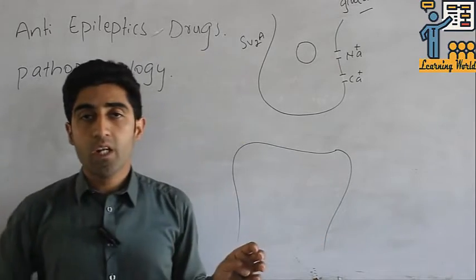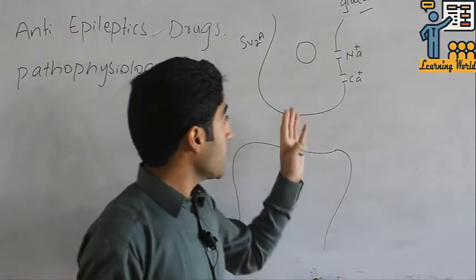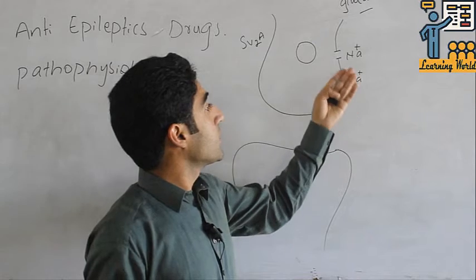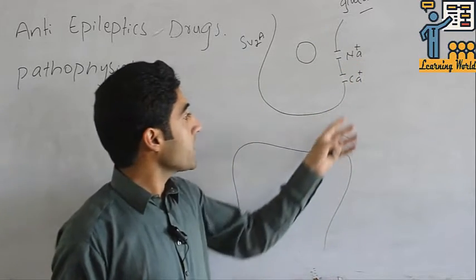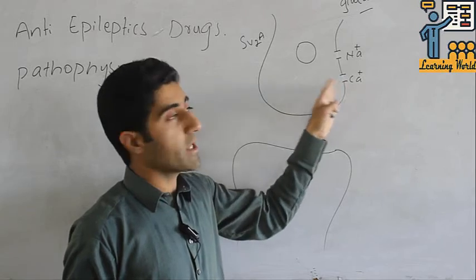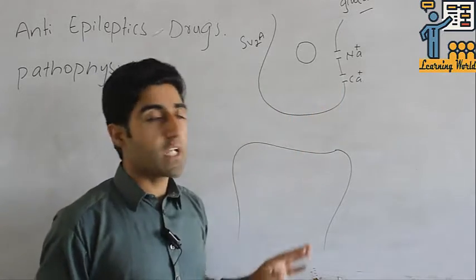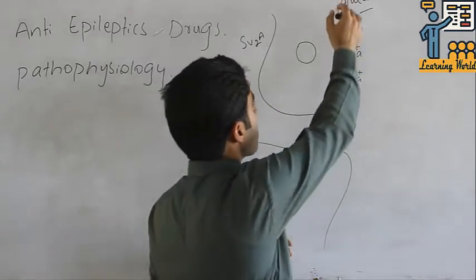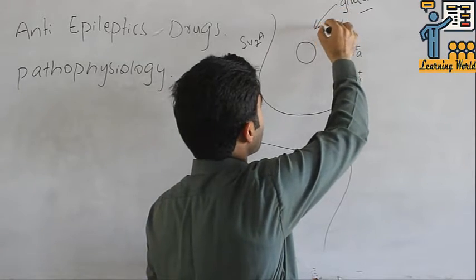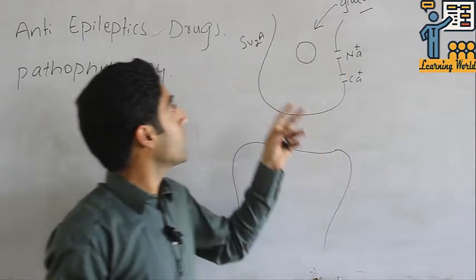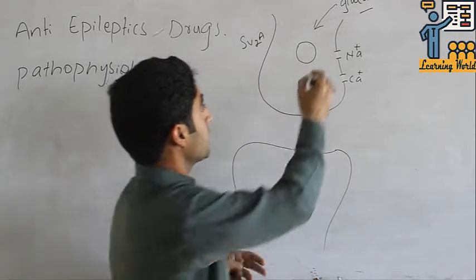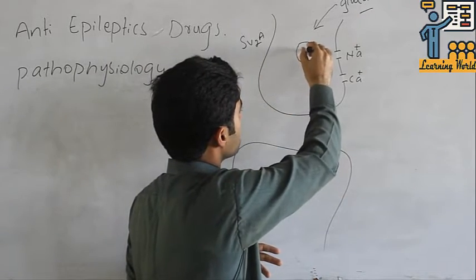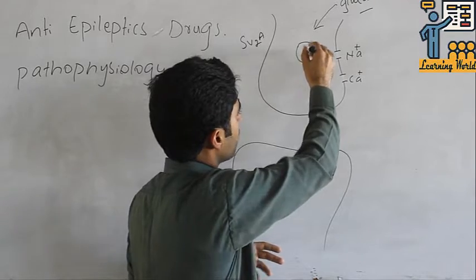When the action potential is generated, the sodium channel will open. When the sodium channel opens, it will increase the calcium ion concentration inside the presynaptic membrane. Normally the glutamate is stored in the vesicle with the help of the SV2A protein. This is the glutamate neurotransmitter stored in the vesicle.